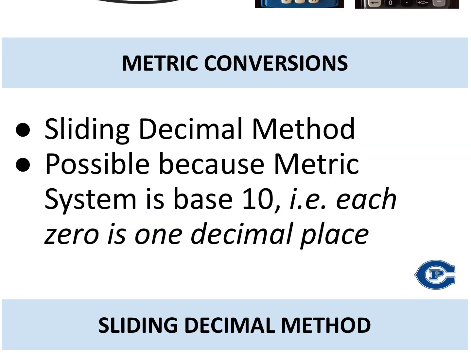Next is a little bit different. This is the one where we're going to be going over metric conversions. I'm specifically going to go over the sliding decimal method. And the reason that it's possible to do a sliding decimal method with this is because the metric system has a base of 10. So essentially each 0 is 1 decimal place. So I'm able to slide the decimal and I don't need to do any calculations.